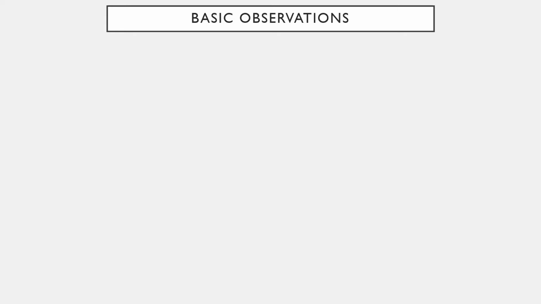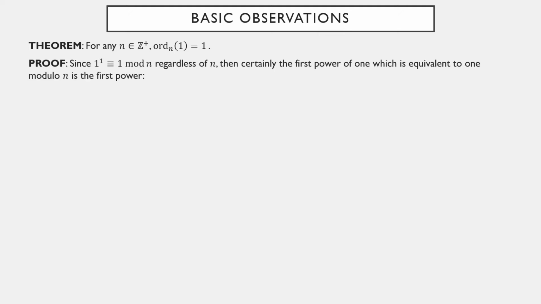Okay, let's continue making some observations about the order of integers. For any positive integer n, the order modulo n of 1 is just 1. The proof is pretty straightforward. 1 to the first is just 1 as an integer, so it's definitely equivalent to 1 mod n. So the first power of 1 is always equivalent to 1, therefore the order of 1 is always 1.